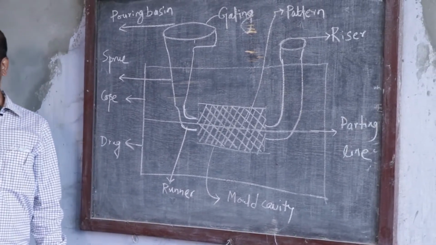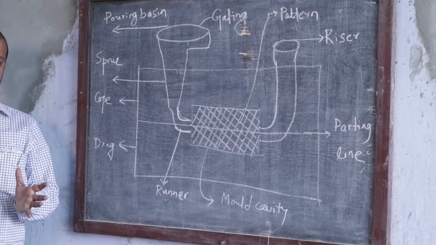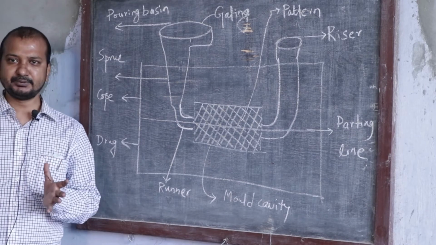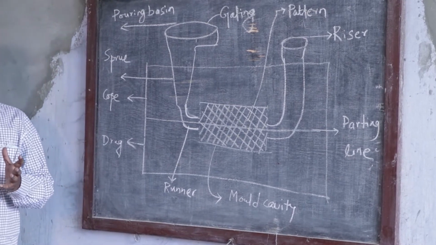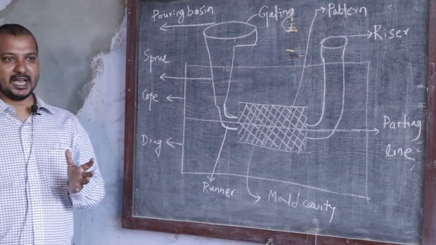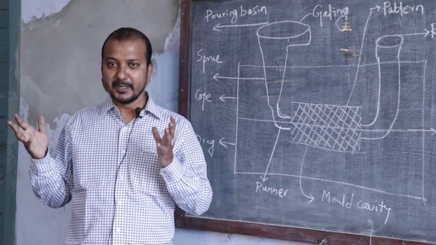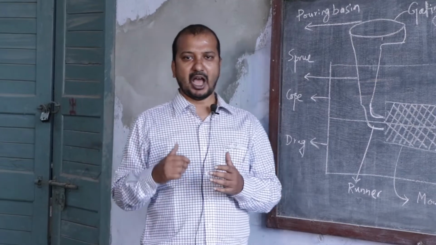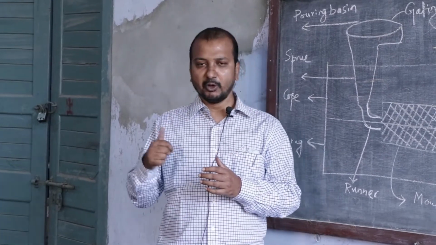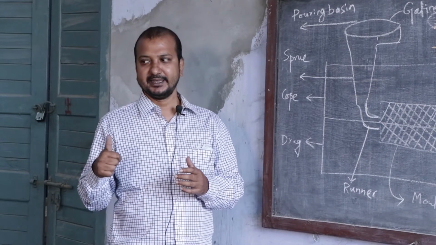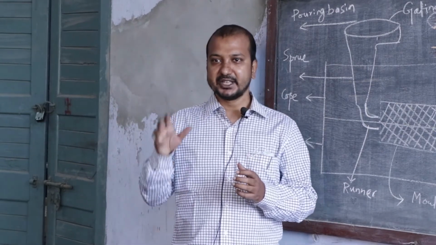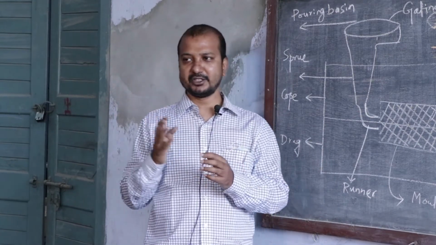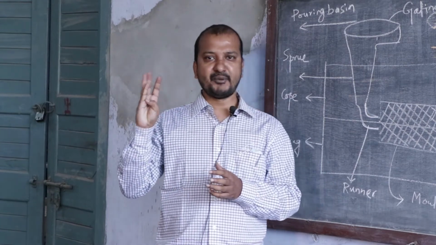When the mold cavity is prepared, there are certain properties which will help to improve the quality of the casting product. There are a few properties which are mandatorily required in the molding sand. I am explaining them one by one. There is refractoriness, that is, the molding sand will withstand the high temperature of the molten metal. That is the property of the molding sand known as refractoriness.